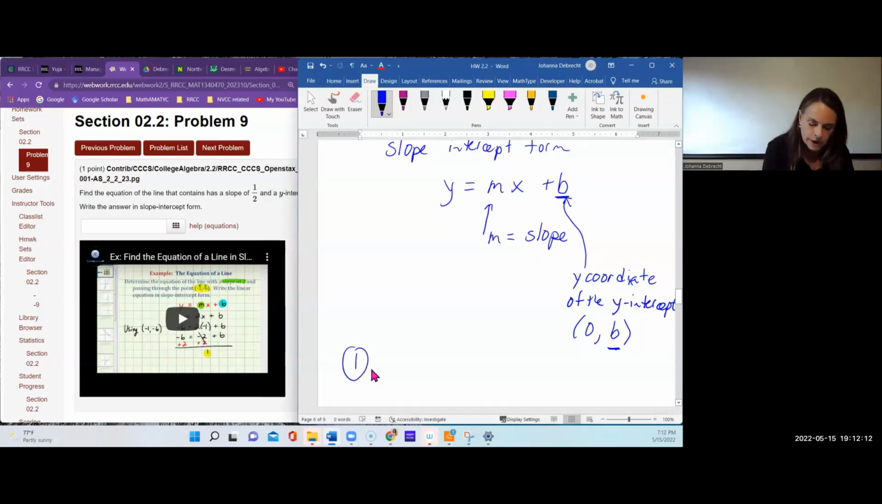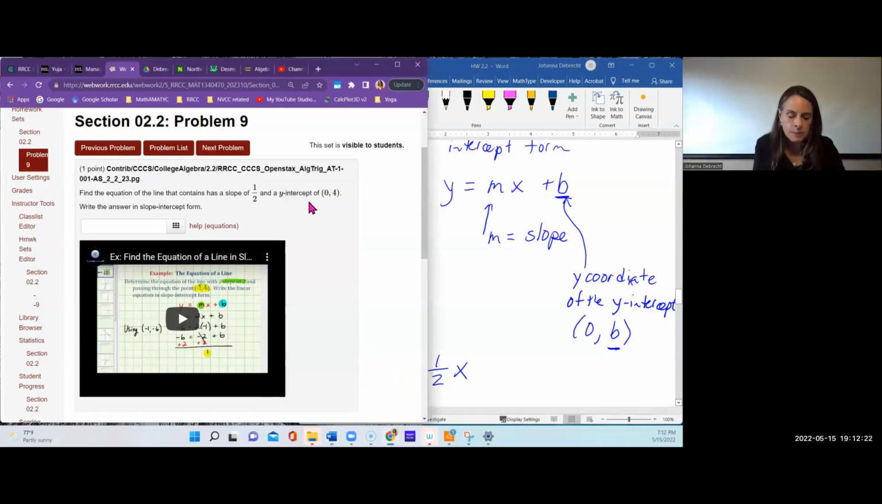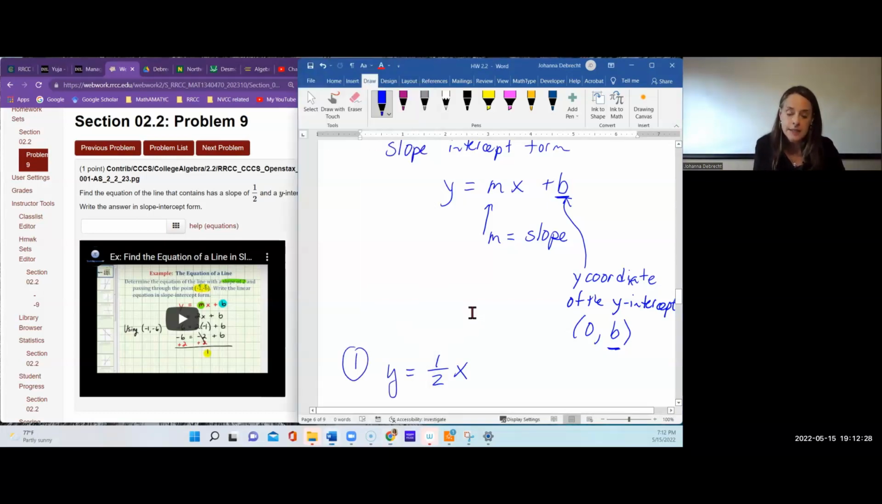So for number 1, we're going to have y equal 1/2 x, and then we have to add the y coordinate of the y-intercept. On this particular problem, the y-intercept is the ordered pair 0, 4. That means b is equal to 4. So we write plus 4. I almost wrote plus b. And that's it. That's how you're going to write it.